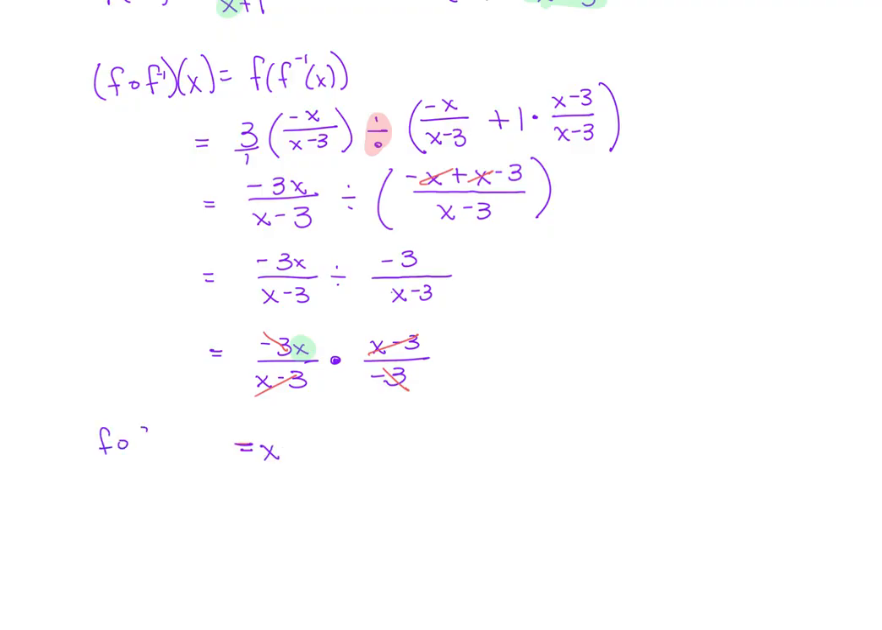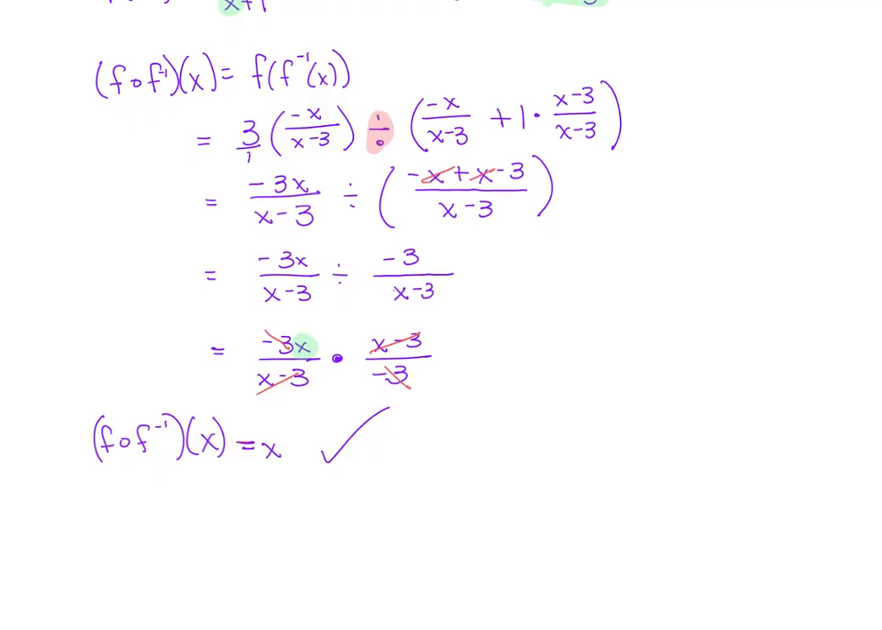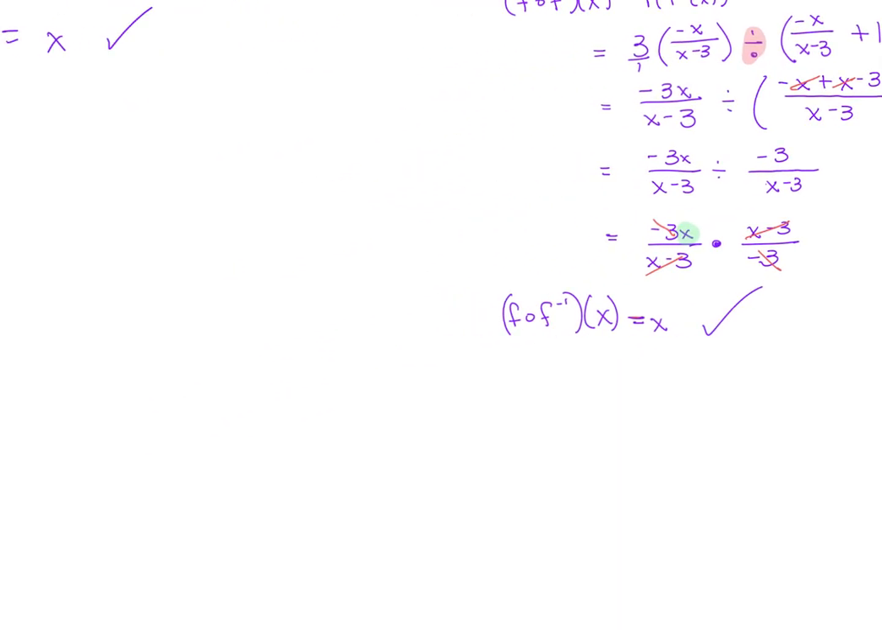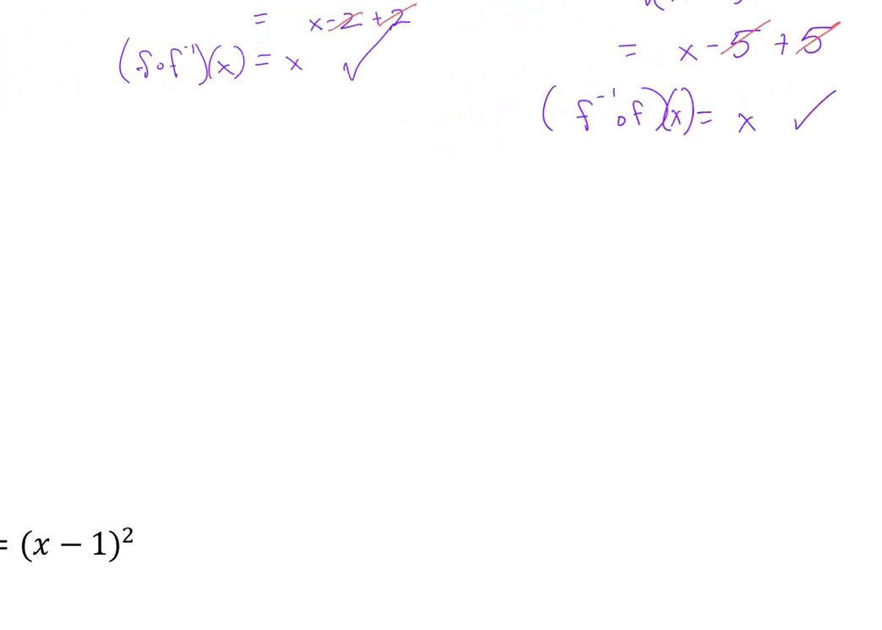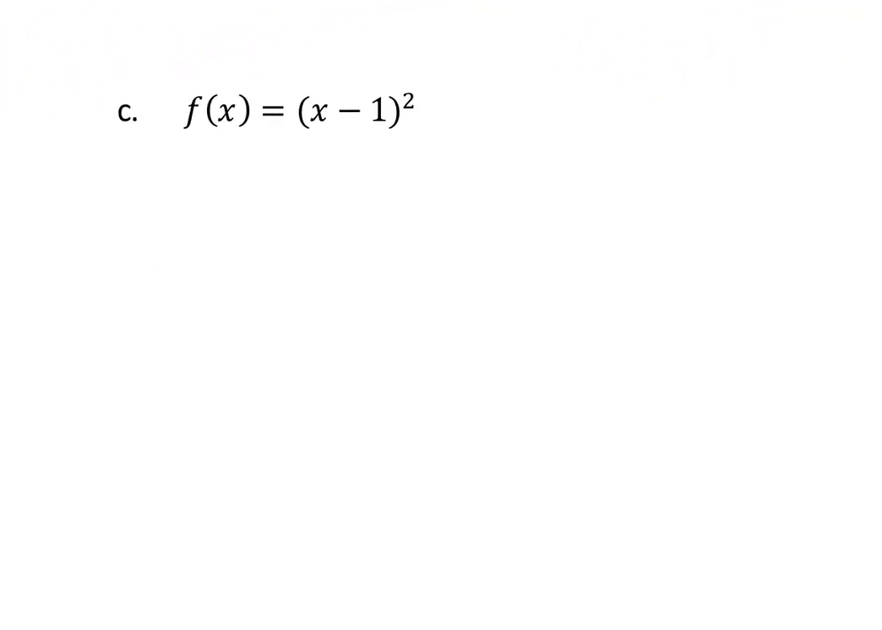And so we have f of f inverse of x equals x, which is what we wanted. We should go ahead and do the other one, but as I said, now that you see the process, you should be able to go ahead and do that one on your own. All right, we have one more example that we want to look at. And so our last example is going to be example C.